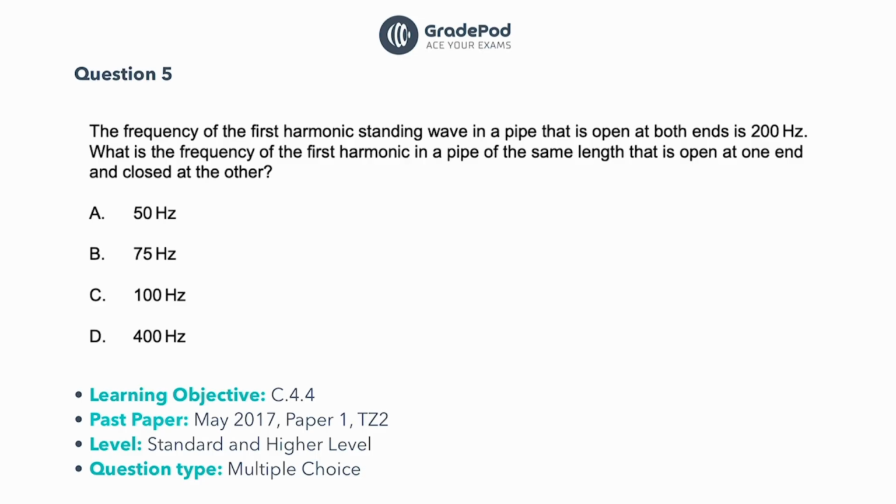Question 5. The frequency of the first harmonic standing wave in a pipe that is open at both ends is 200 Hz. What is the frequency of the first harmonic in a pipe of the same length that is open at one end and closed at the other? I'm going to draw this situation here. So this is situation 1. We have the first harmonic in a pipe that's open at both ends.